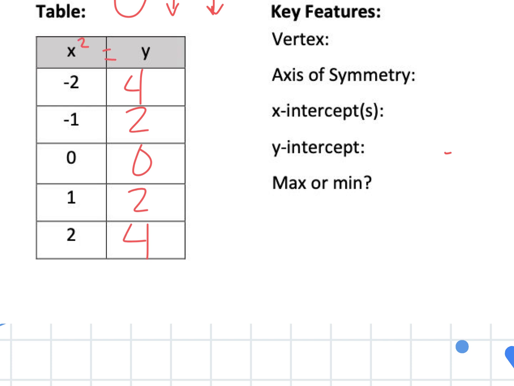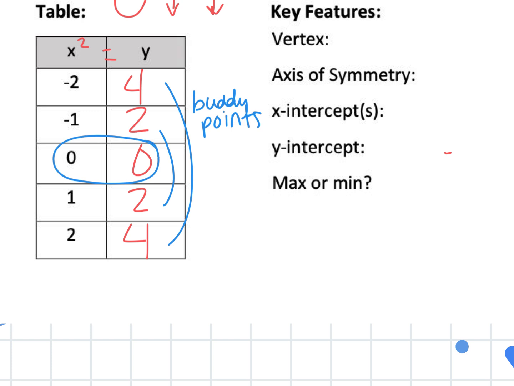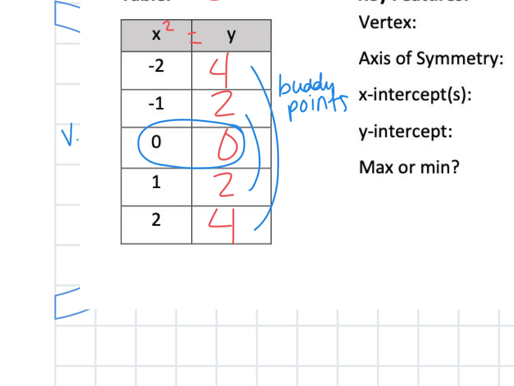But I want you to also notice that we've got some repeating things happening here, right? If it's a U shape, it's going to have that same y value because if it went down and then it went back up. Those are actually what we call buddy points. And then you've got this one that doesn't have a friend. It's a special friend, all by itself, and that's going to be what we call the vertex. And we're going to talk about where that is on the graph, okay?